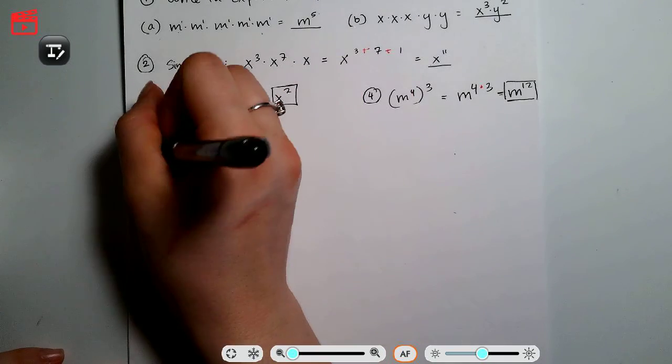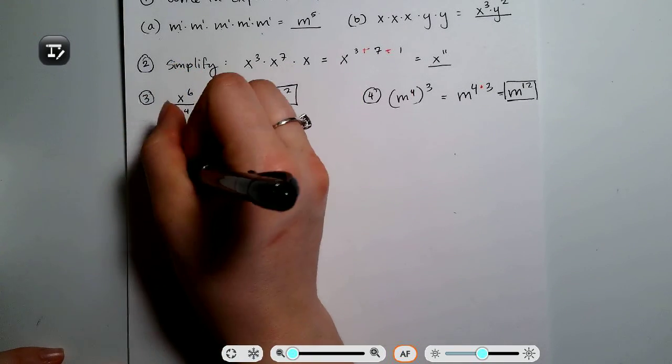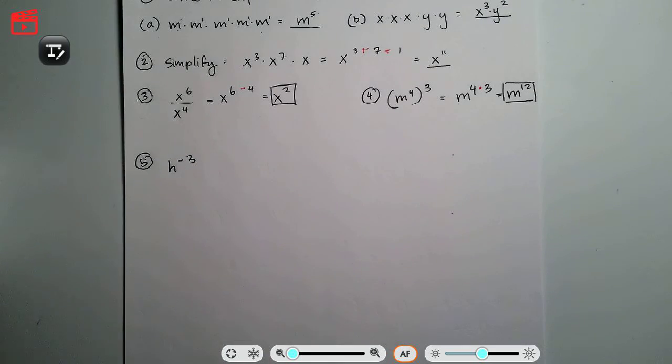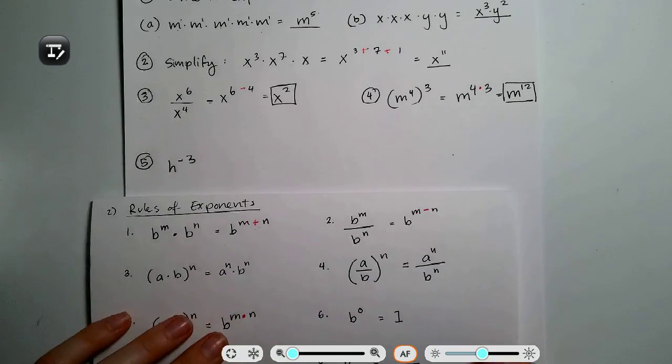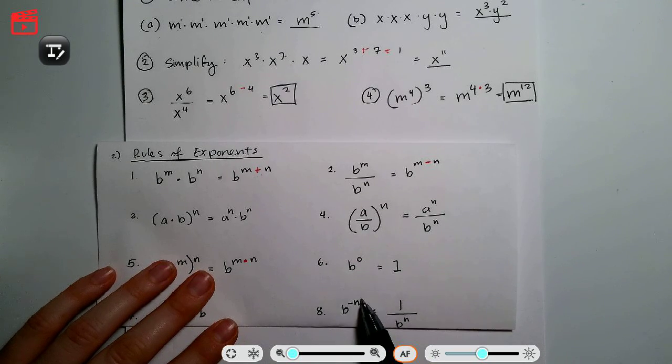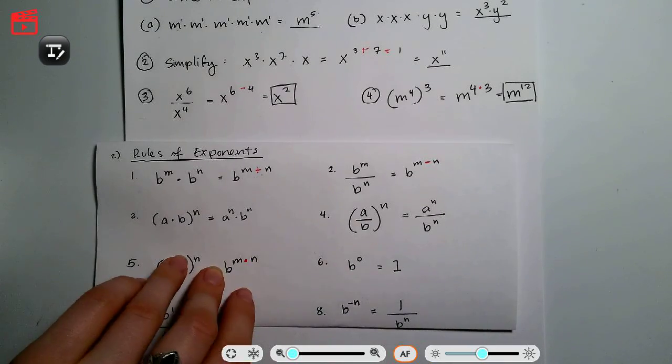Next problem. Number 5. h to the negative 3. You should remember this one. It's the fish out of water. So what's our plan? Put it underwater and make the exponent negative. So the whole plan for this one is basically you're trying to get rid of a negative exponent. And by doing that, you put it into a fraction.